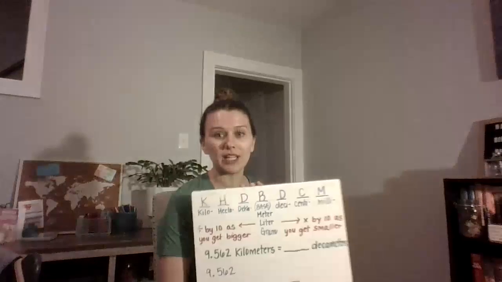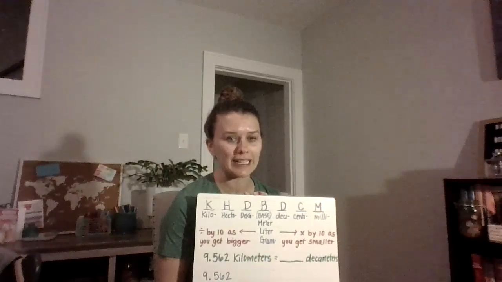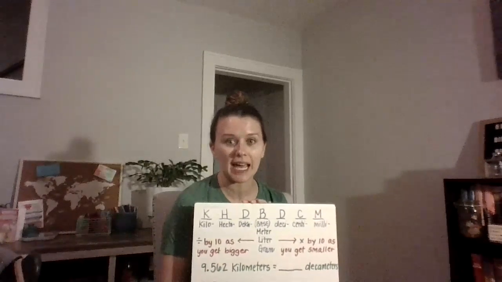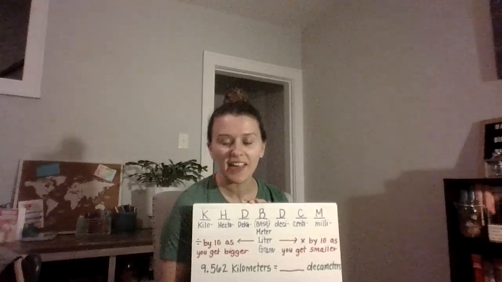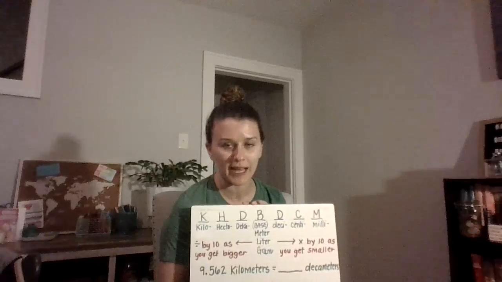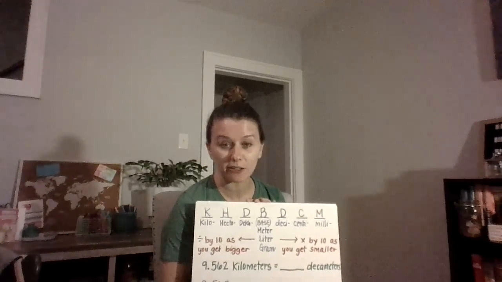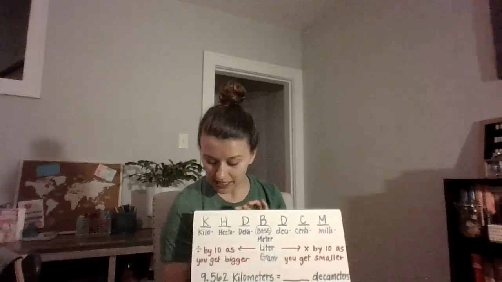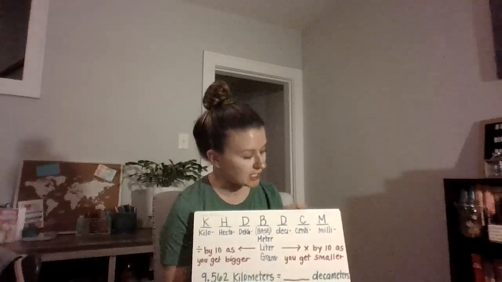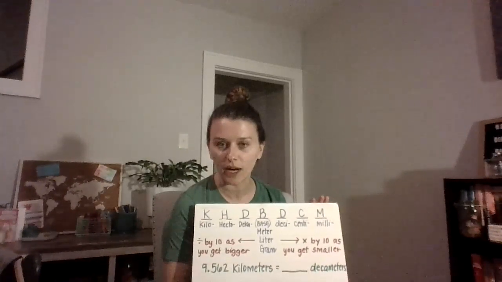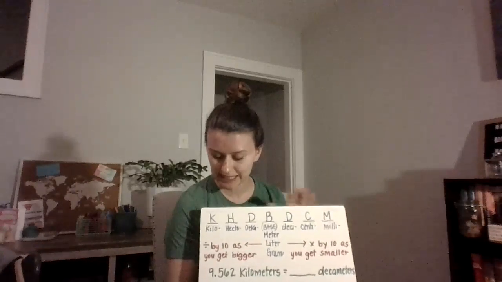And last week we learned about King Henry and how King Henry died by drinking chocolate milk. And we did a lot of practice with finding equivalent units using our King Henry trick. So King Henry died by drinking chocolate milk stands for our different metric units.